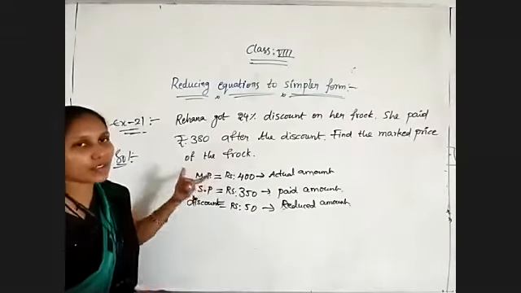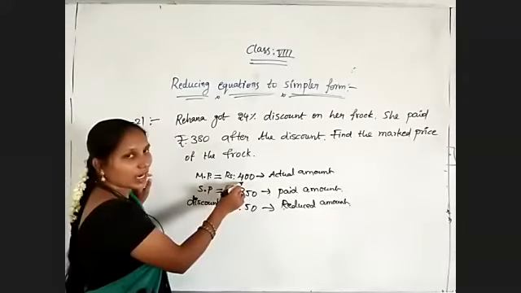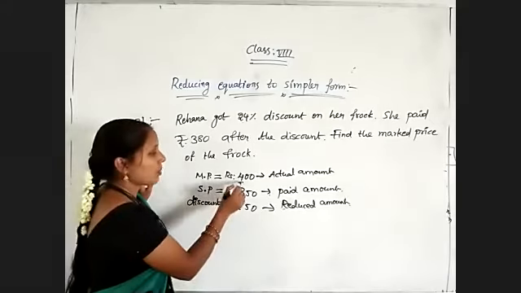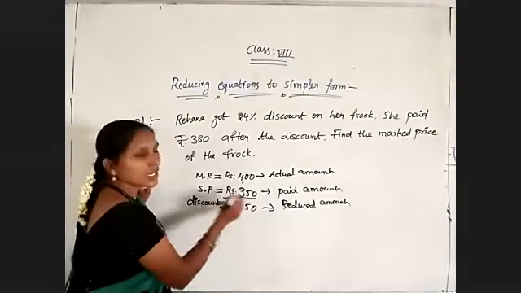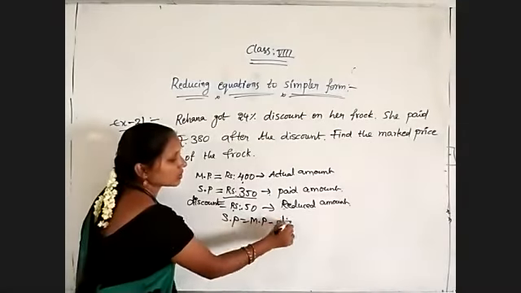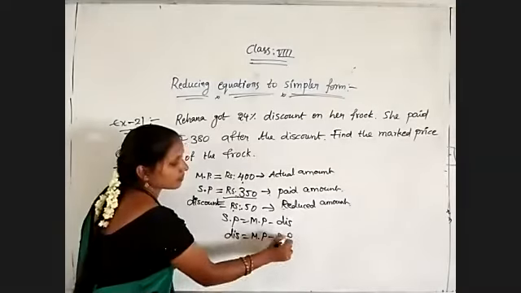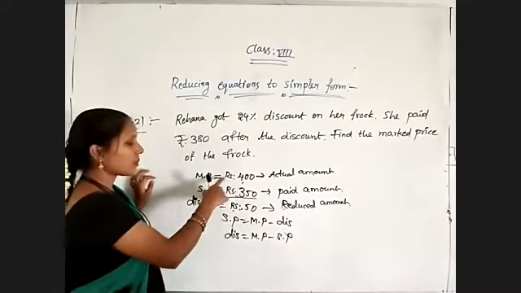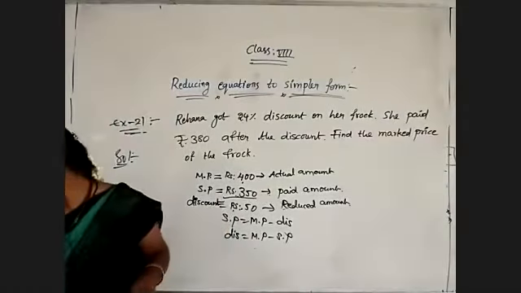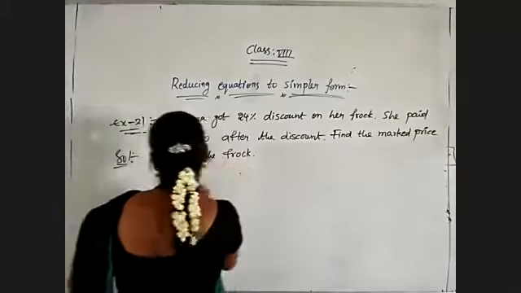Find the market price of the frock. What is the market price? So here my market price is 400 and my selling price is 350. And my discount is 50. So market price minus discount will give the selling price. That means SP is equal to MP minus discount. Otherwise, discount is equal to MP minus SP. Okay. Market price minus selling price will give us the discount.